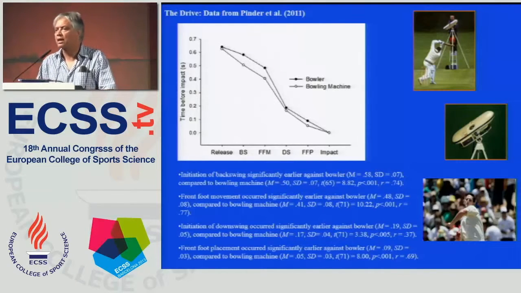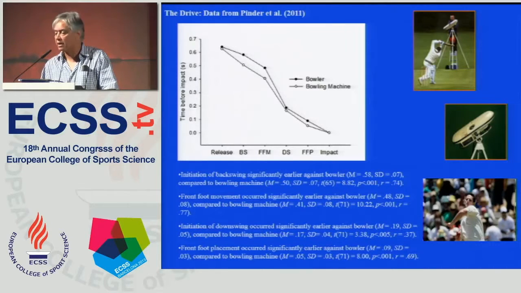Then Ross came to QUT in Brisbane and did a PhD with us, and he looked at things in a bit more depth. We looked again at somebody performing a forward defensive action and a forward drive action against a bowler and a ball projection machine. The bowler was bowling at the same velocity as the ball projection machine, and Ross looked at different moments of the action.